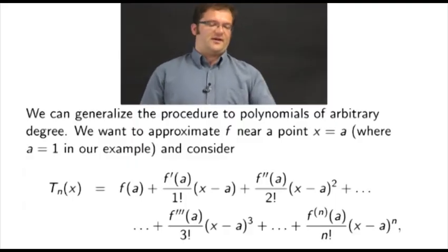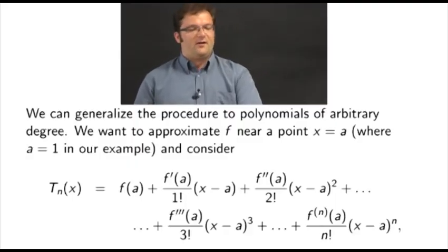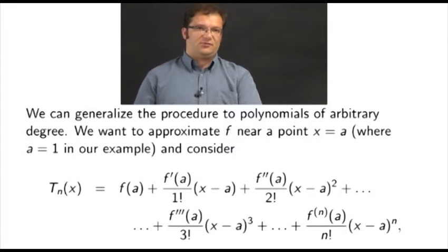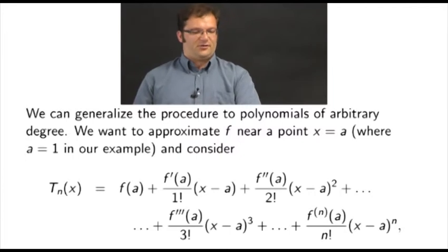So now, after 3 steps, it might be worth looking at a more general polynomial. Let's say we choose a polynomial of degree n, where n can be any number. So we choose a function f. In our example, f is the logarithm. We choose a point x equal to a. In our example, a is 1. And then we consider the following polynomial, Tn of x.